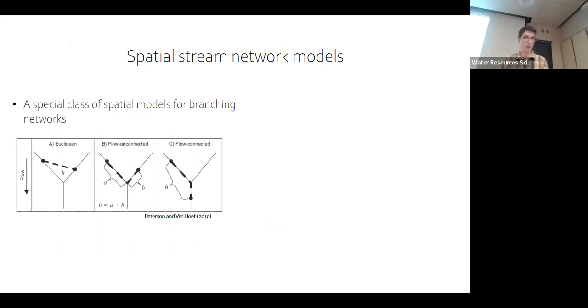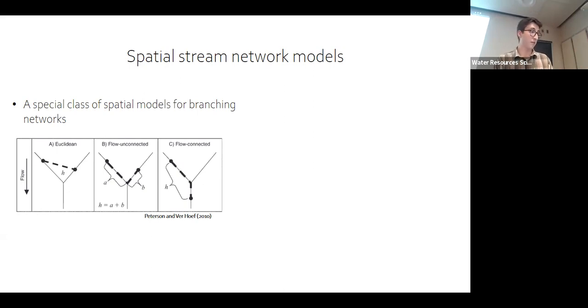But we need to be cognizant of what we're measuring. And that's these parcels of water within the stream. And so at any point that you measure in the stream, some of that water is flowing from an upstream location. And so there's going to be some relationship between these upstream locations and these downstream locations. We can account for that using spatial stream network models. So, we can use this special class of spatial models that's designed for branching networks.